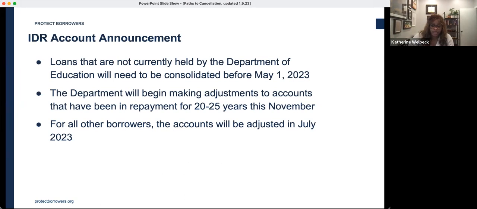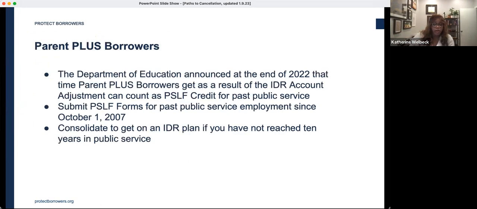So also, there have been some recent developments related to the IDR account adjustment. The Department of Education had previously announced that while Parent Plus borrowers would be included in the IDR account adjustment, the adjusted time would not count towards PSLF. Good news. Thanks to a lot of hardworking advocates, the Department of Education has reversed that policy.